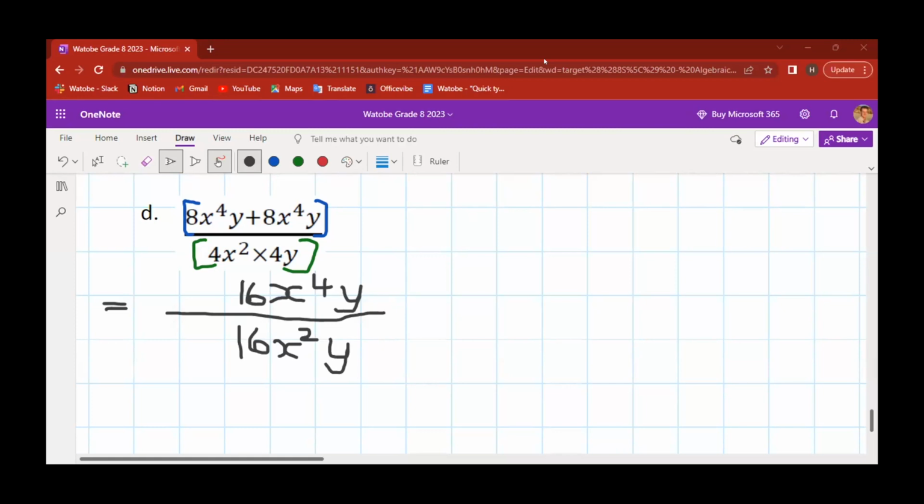This is very easy once you get used to the method. Yes, so true. Good. Now by dividing, we can basically cancel. So I can cancel out 16 and 16. It's going to give me 1. That's fine. And then my y is going to cancel with my y. And my x squared is going to have me take 2 away here. And then my answer is going to be x squared.